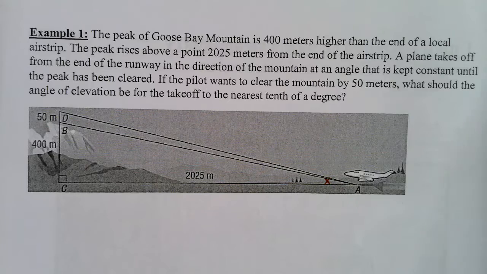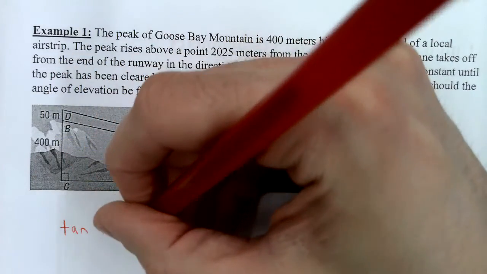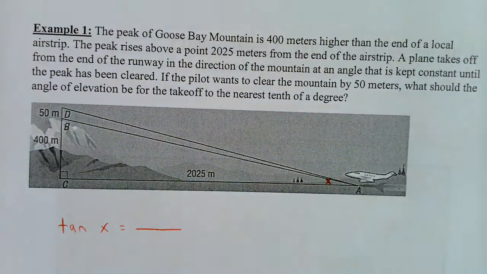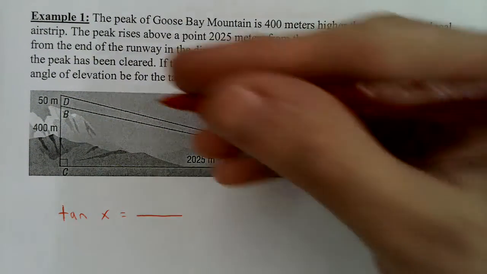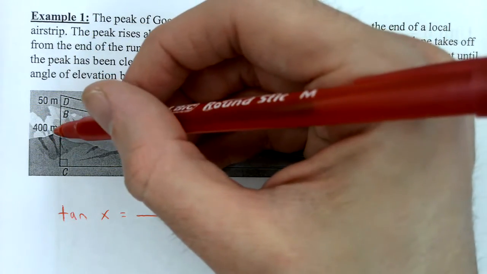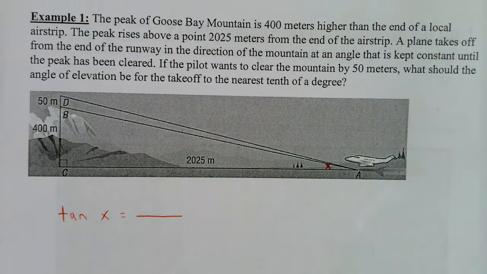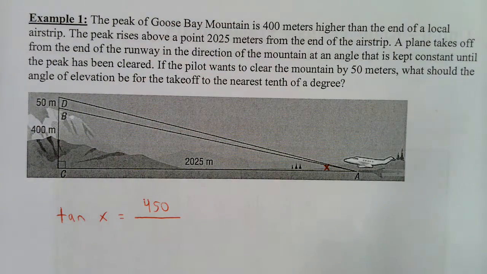So I'm going to say tangent of x equals opposite over adjacent. So opposite, you're going to add these together, because this is 400 meters, and the pilot wants to clear it by 50 meters. So add those together, and you get 450 for your opposite side. So 450 is the opposite side. And the adjacent side is 2,025.